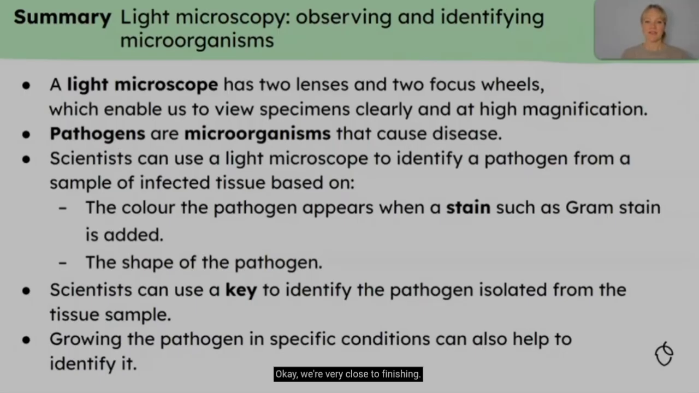Okay, we're very close to finishing. I just want to go through some of those key learning points with you. A light microscope has two lenses and two focus wheels, which enable us to view the specimen clearly at a high magnification. Pathogens are microorganisms that cause disease. Scientists can use a light microscope to identify a pathogen from a sample of infected tissue based on the colour the pathogen appears when a stain such as a gram stain is added, and the shape of the pathogen. Scientists can use a key to identify the pathogen isolated from the tissue sample. Growing the pathogen in specific conditions can also help to identify it.